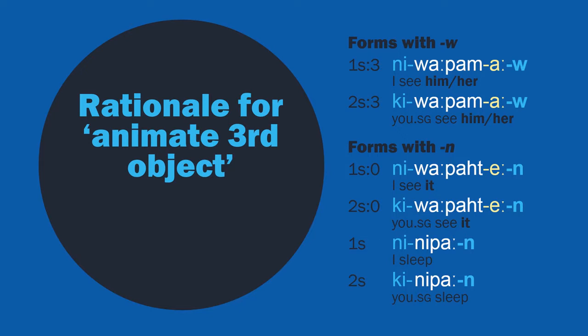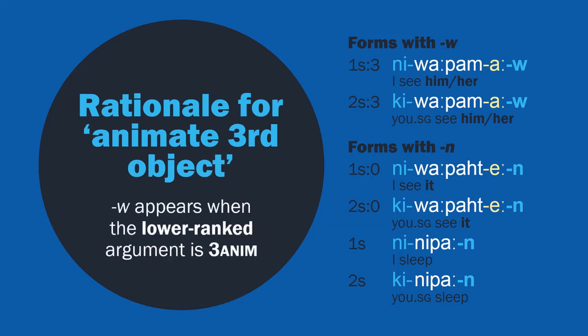When we compare the forms in this way, the generalization is that we see W when the object is an animate third person, him or her, and we see N either when there's an inanimate object, it, or no object at all. From that perspective, it looks like the W is an animate third-person object marker. Or, more accurately, a marker that indicates that the lower-ranked argument, not indexed by the prefix, is an animate third person.